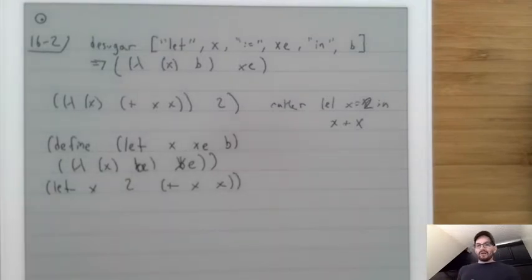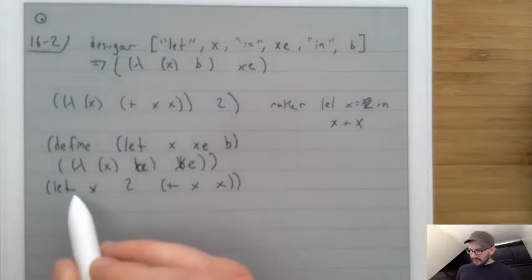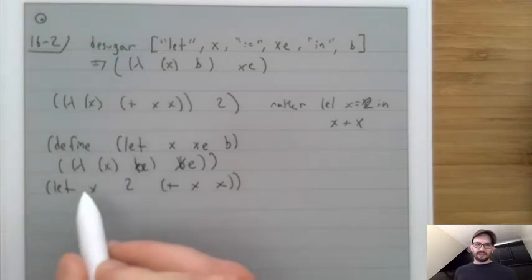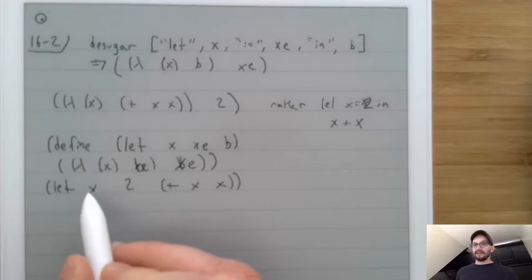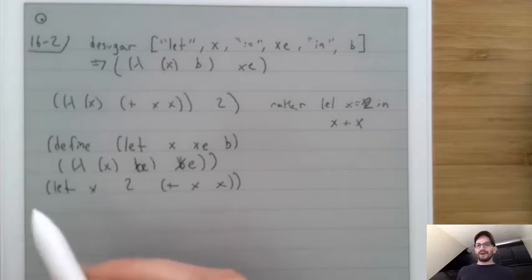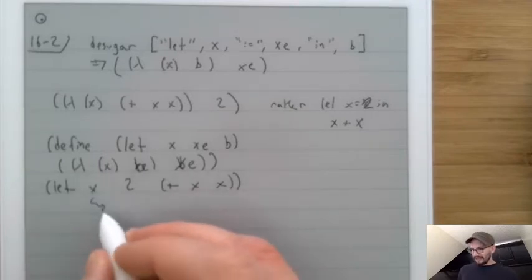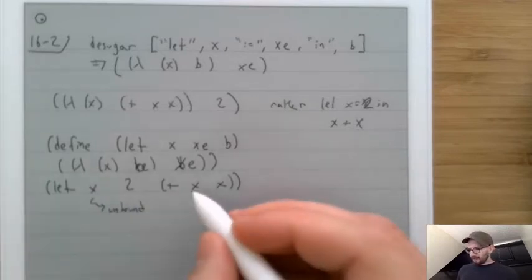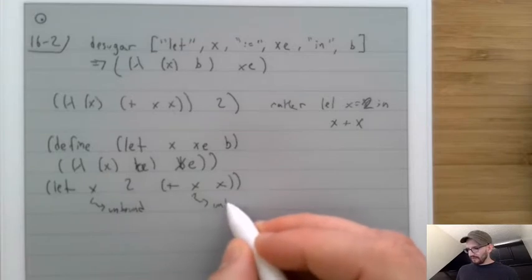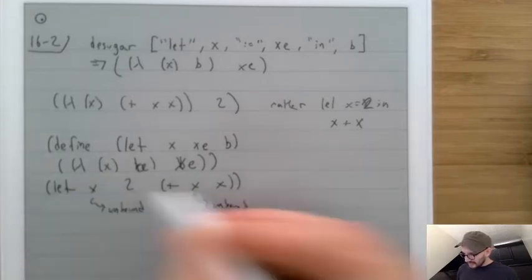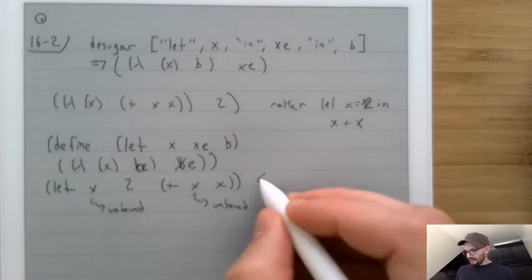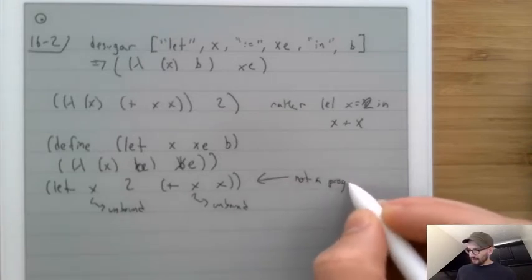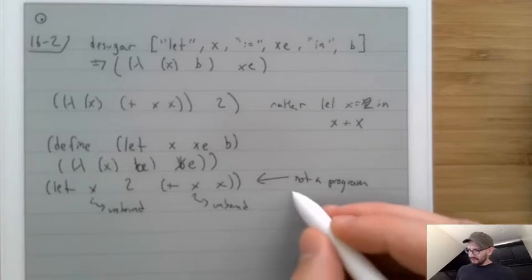The answer is no, this doesn't make sense, because this right here is a function call, which means that we're going to look at let, see it's a function, find that function. We're going to see this x right here. That's an expression. We're going to try to evaluate it to a value, and it's going to get unbound, because it's an unbound variable. And then we're going to go over here, and this is going to be unbound too. So the thing is that this thing right here is not a program, because it has free variables.